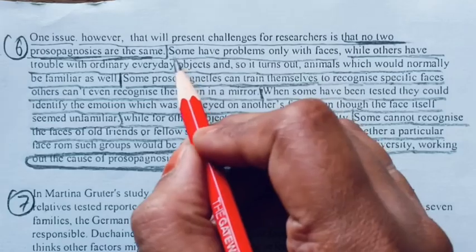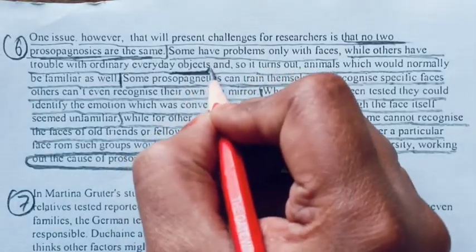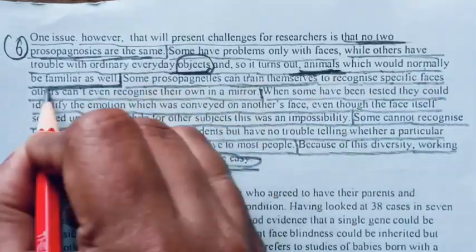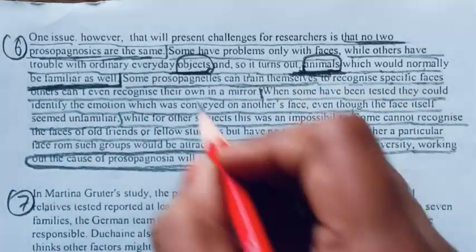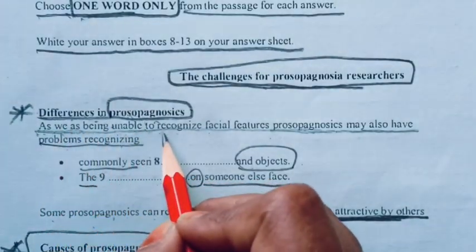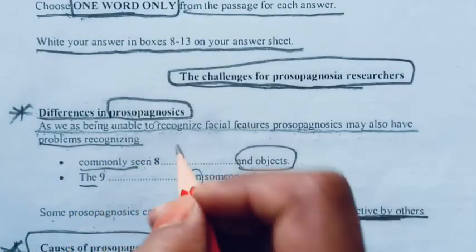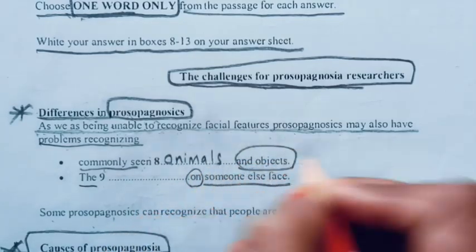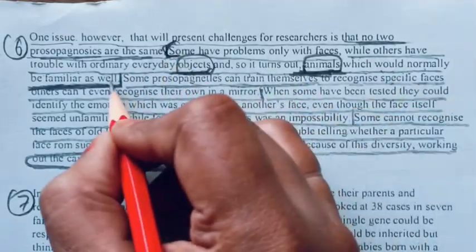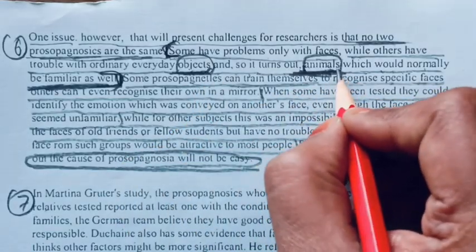So we have seen some have problems only with faces while others have trouble with ordinary everyday objects. This is our keyword, objects. And so it turns out animals, which would normally be familiar, as well. So our answer will be animals. Differences in prosopagnosia: as well as being unable to recognize facial features, prosopagnosics may also have problems recognizing commonly seen animals and objects. I hope you have understood this. So we are getting our answer from here to here. This object is our keyword and animals is our answer. Okay, this is plural, animals.